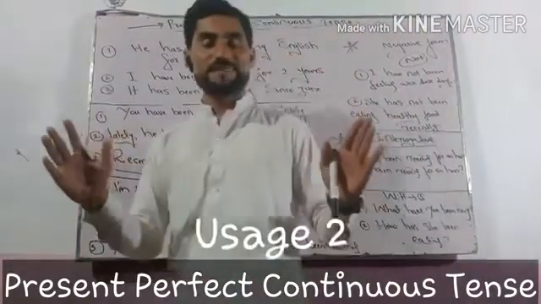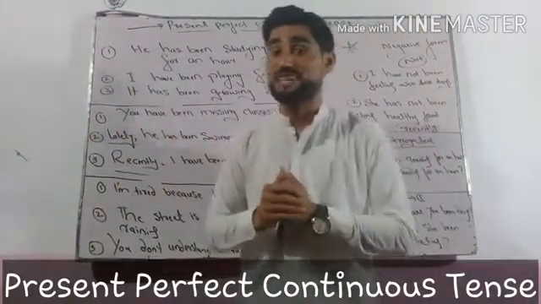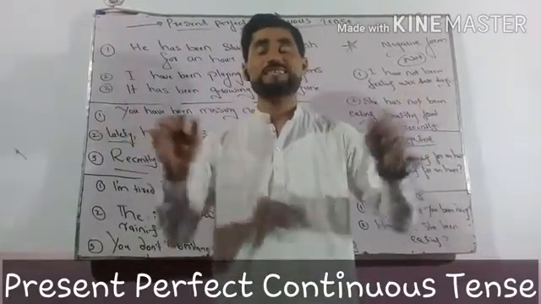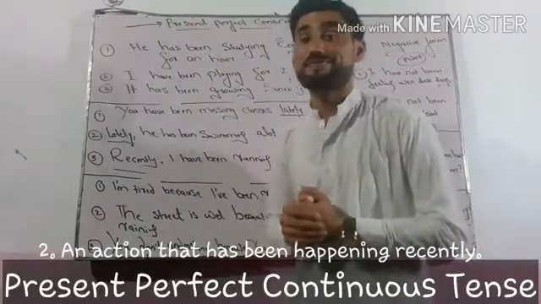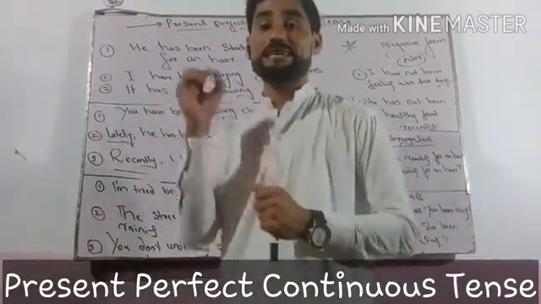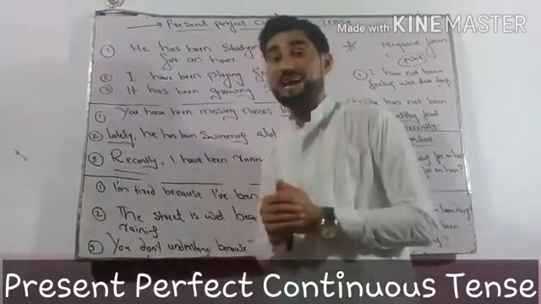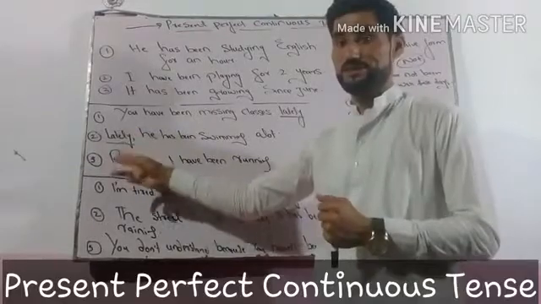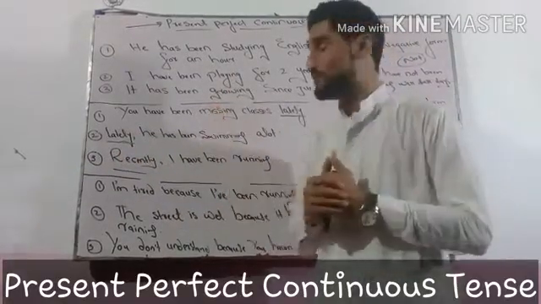The next and second usage of the present perfect continuous tense is that it can be used without emphasizing duration. This tense can also be used to talk about an action that has been happening recently. So we can use the words lately or recently, either at the end of the sentence or at the beginning of the sentence. Let's understand this with the help of examples.